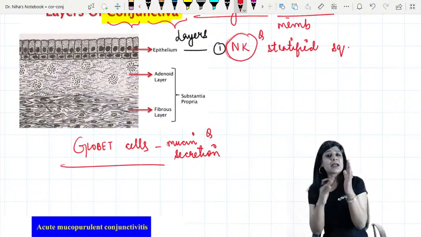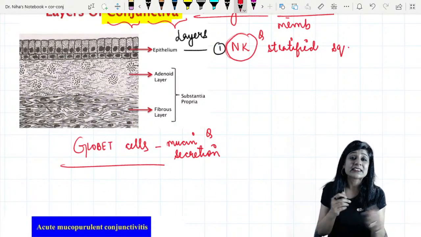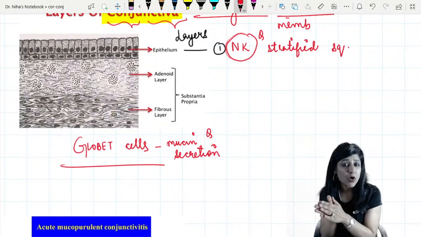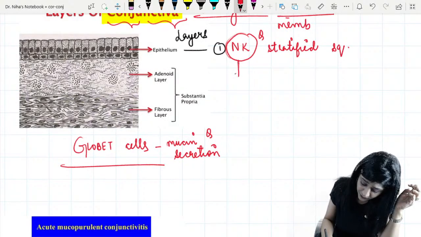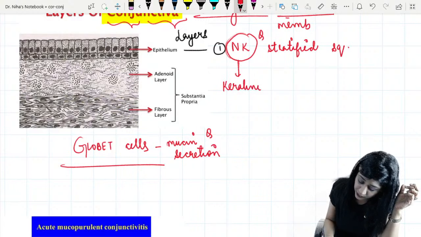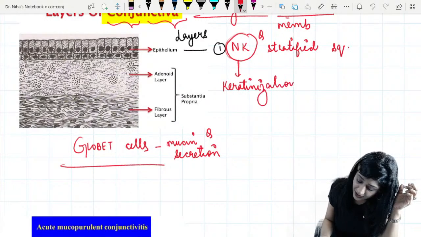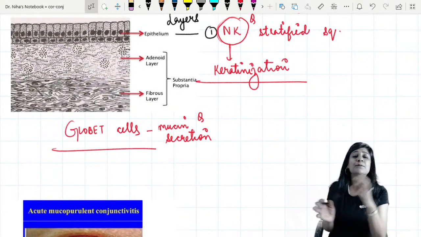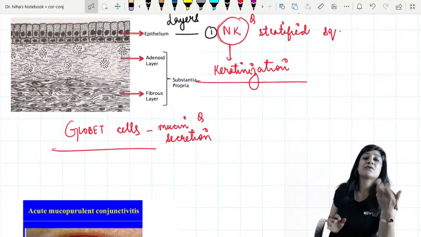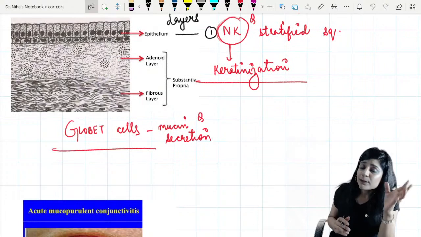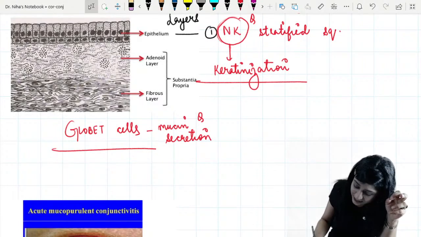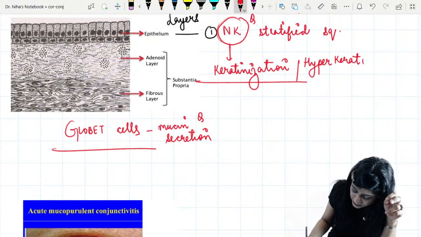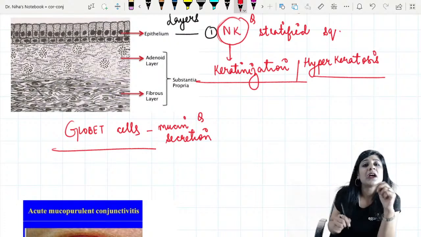Now that means if something goes wrong with these goblet cells, there will be no mucin secretion. So we have no mucin secretion in the conjunctiva as well as the cornea. Therefore, there will be keratinization of the epithelium, or we can say there is a metaplasia. Metaplasia means change of epithelium. So if I am having change of epithelium from the non-keratinized to the keratinized, this is also called hyperkeratosis.